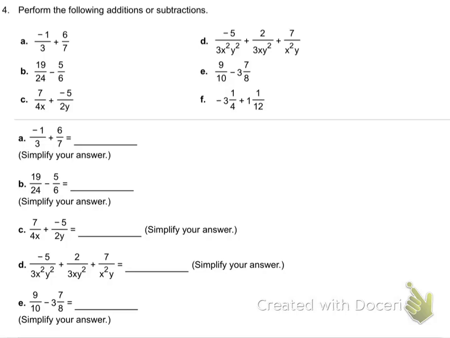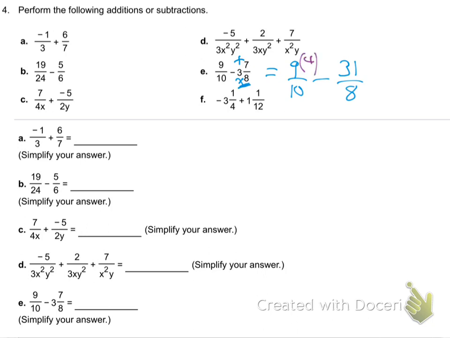So on part E, we have 9 tenths minus. Now, what do we do with mixed numbers? We have to change it to an improper fraction. You multiply the bottom, add the top. Remember, 3 times 8 is 24. Add 7, what's that? 31 eighths. So we have to change to an improper fraction. Multiply the bottom, 3 times 8, 24. Add the top.